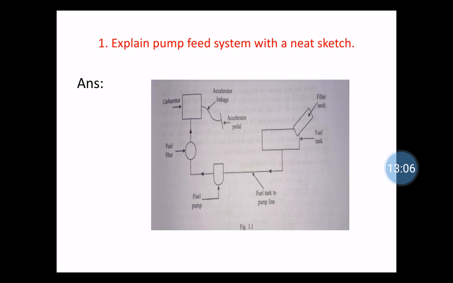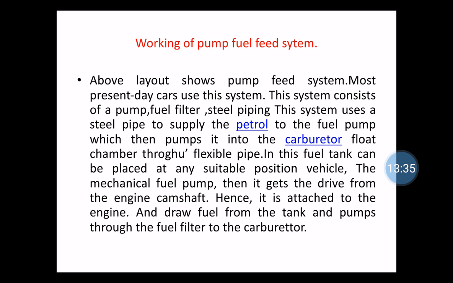So the sketch is shown here. Important parts in this are the fuel tank, then a filler neck provided for the fuel tank. From there a fuel pipeline or steel pipeline is connected to the fuel pump. The fuel pump is another part, then fuel filter, carburetor, accelerator pedal, linkage, etc. So this is the layout you have to draw, then explain the working.